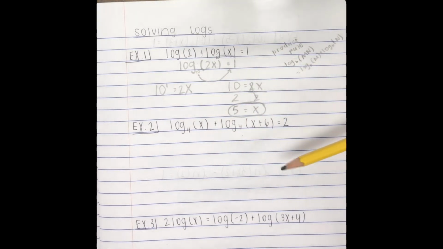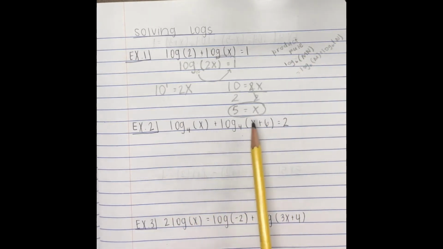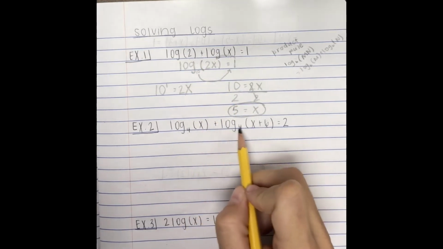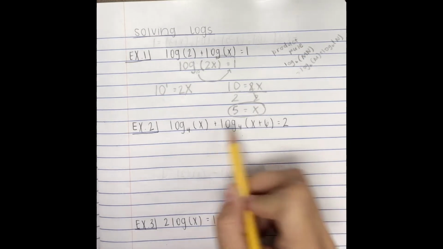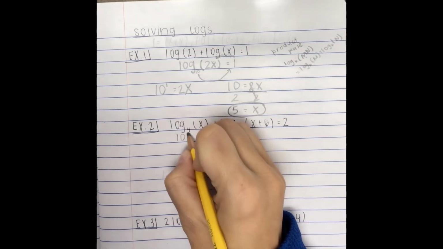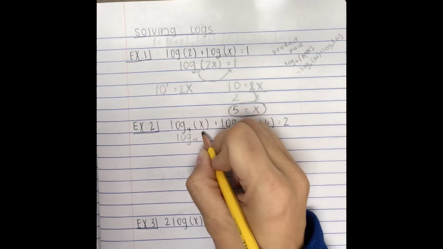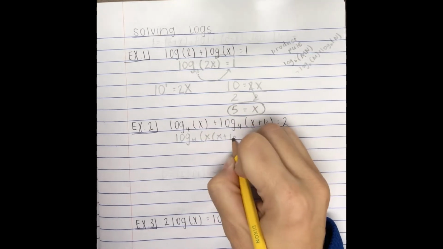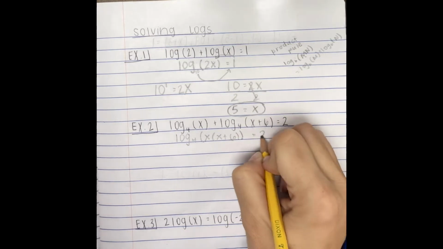All right, next example. It's actually the same thing, but instead of just having a 2 or just an x, we have an x plus 6 here. But it's the same rule, log base 4 plus log base 4. You can combine these, so instead of them being added, we're going to multiply. So we would have log base 4 of x times x plus 6 equals 2.